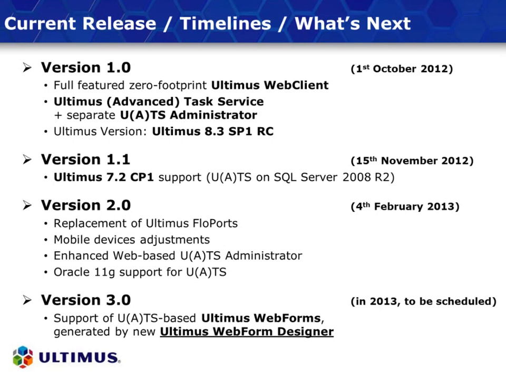So you see from the release dates, 1st of October, 15th of November, 4th of February next year, we are using an agile development approach with short release cycles so that the new features and functions are available for you very quickly. Then, later in 2013, we are planning Ultimus WebClient and UATS version 3. This will support the new Ultimus Web Forms, which will be generated by the new Ultimus Web Forms Designer. Details of this will be shared later.